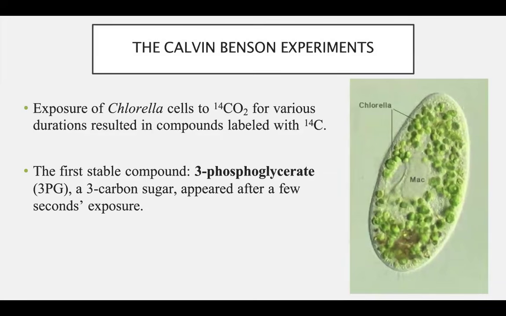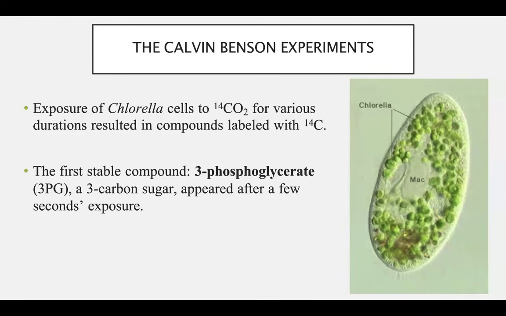So first we have to talk about how this process was even found out. This process was found out through the Calvin-Benson experiments. Chlorella is a unicellular freshwater green algae which helps provide the photosynthetic system. Exposure of chlorella cells to carbon dioxide for various durations resulted in compounds labeled with 14C, which is an isotope. One of the first stable compounds they found that was labeled with it was 3-phosphoglycerate, also known as 3PG. And other products of the cycle were found by increasing the length of time of exposure to carbon dioxide.